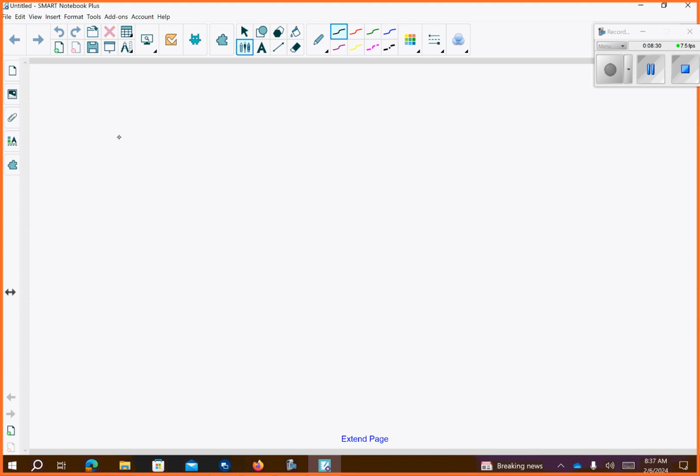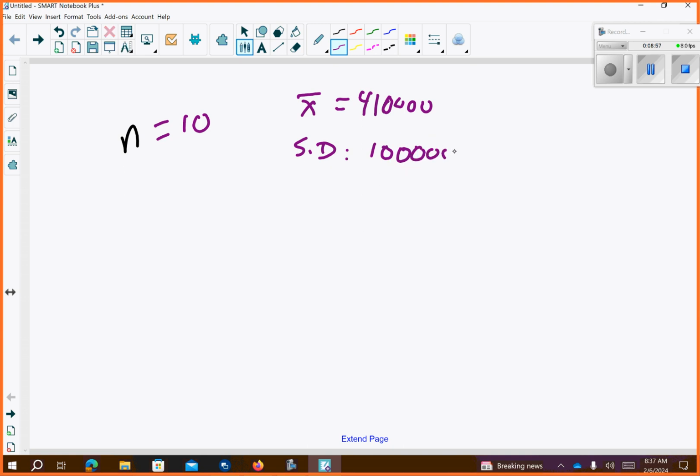All right. So again, we have a sample of 10, an average of 410,000, and a standard deviation of 100,000. So again, if we're looking for our 95% confidence, we're going to have our T distribution times our standard deviation.